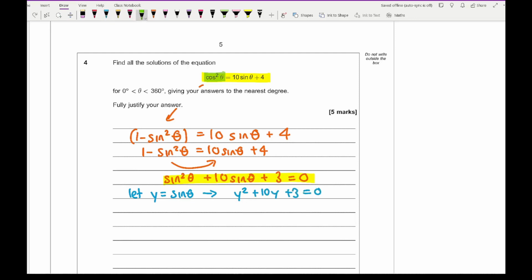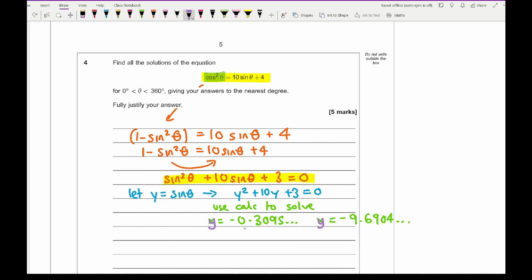Now if I then use a calculator to solve, or you can use the quadratic formula, I get an x value of minus 0.3095 and I get an x value of minus 9.6904. Now, actually that should be y.